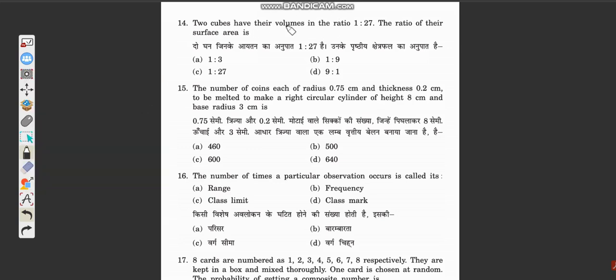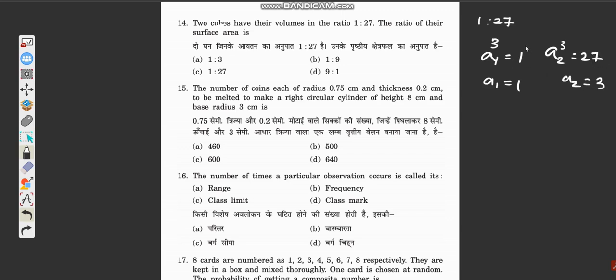So here two cubes have their volumes in the ratio 1:27. First of all, we should know the cube volume formula. Cube volume formula is a cube. So the ratio of their surface area is... first of all we should know, this is a1 cube equal to 1, then a1 equal to 1, and a2 cube equal to 27, a2 equal to 3.